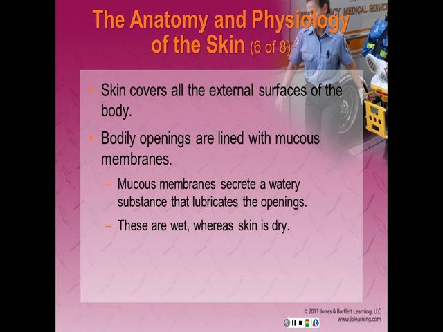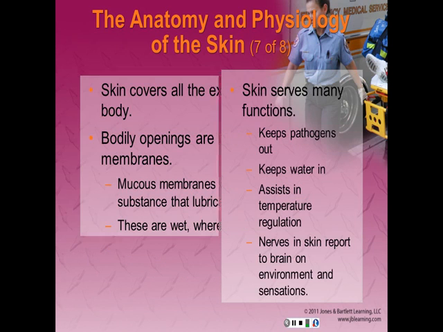Skin covers all the external surfaces of the body. The various openings in the body are lined with mucous membranes. Mucous membranes provide a protective barrier against bacterial infection, and these secrete a watery substance that lubricates the openings. Mucous membranes are moist whereas the skin is dry.